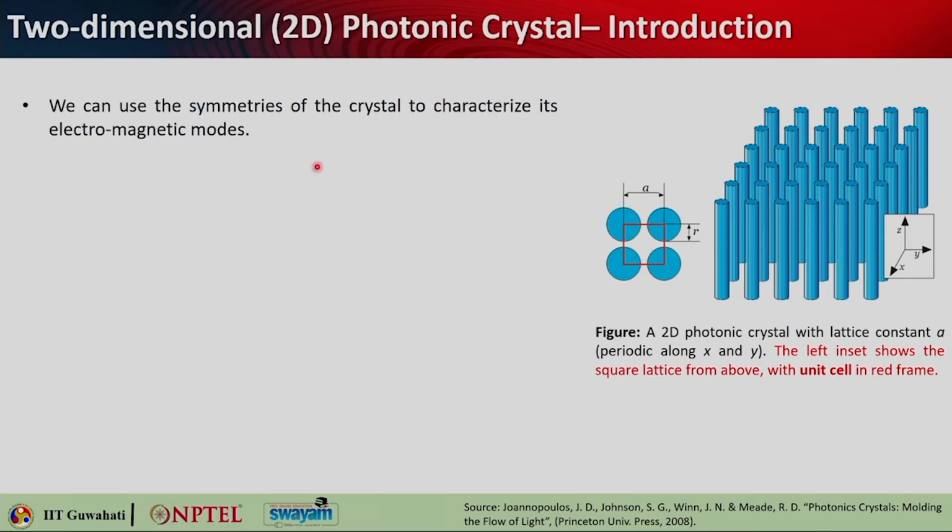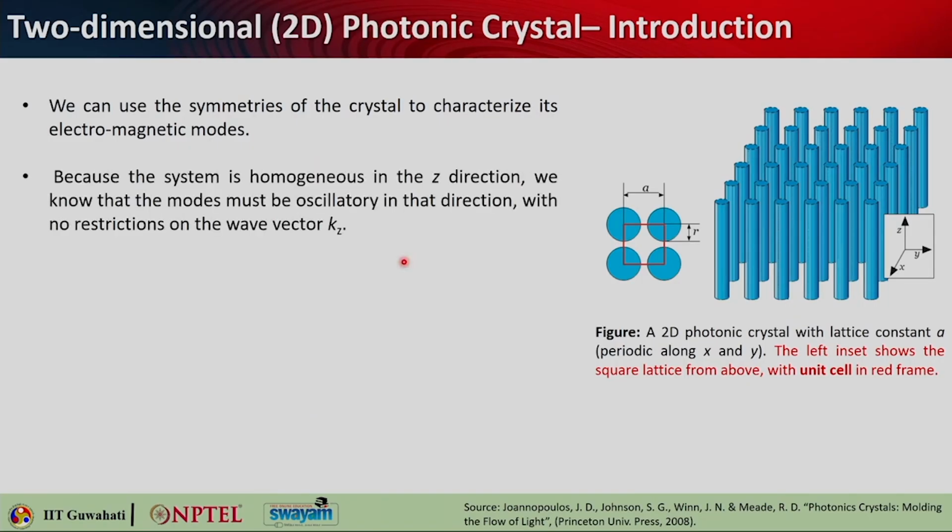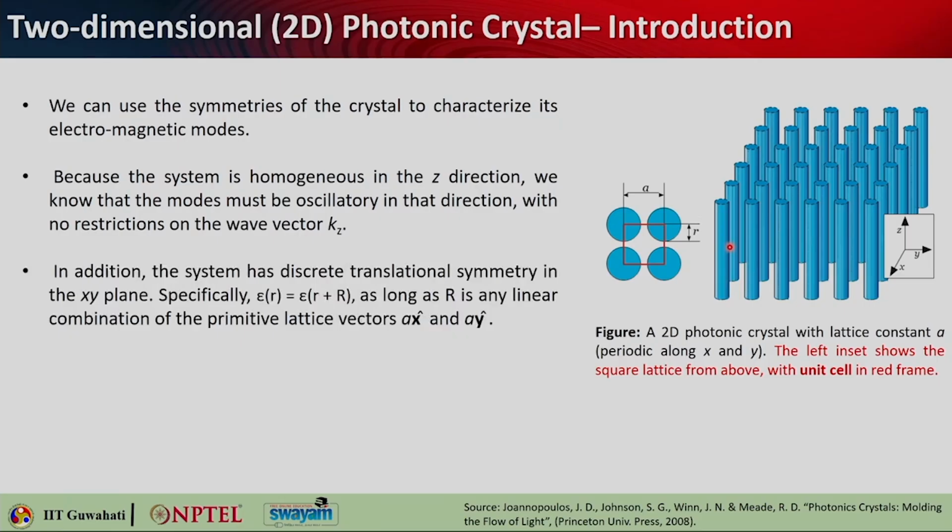Okay. So we can use the symmetries of the crystal to characterize its electromagnetic modes. Because the system is homogeneous in z, which is along the length of the dielectric cylinders, we know that the modes must be oscillatory in this particular direction, as there is no restriction on the wave vector that lies in the z direction, that is kz. So kz is a wave vector which has no limitation or restriction. So the modes must be oscillatory in this direction.